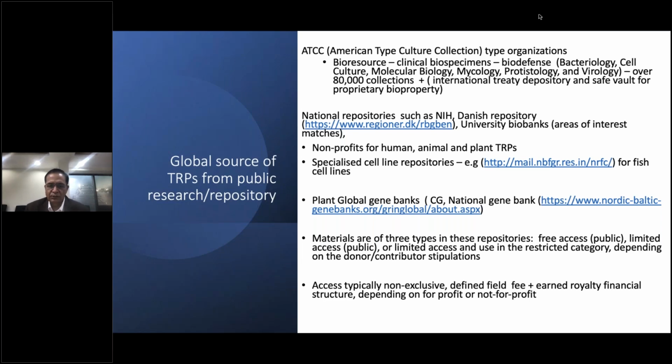Typically, all of these are non-exclusive, with a very defined field of use. The fee will also be for a defined field. There are complex royalty stipulations in some of them because these are underlying technical property. So these are some of the structured elements that come in even if you access the bioproperty from repositories.